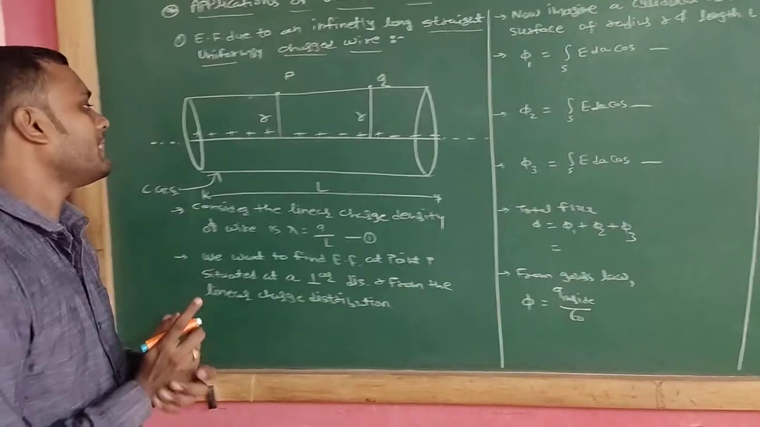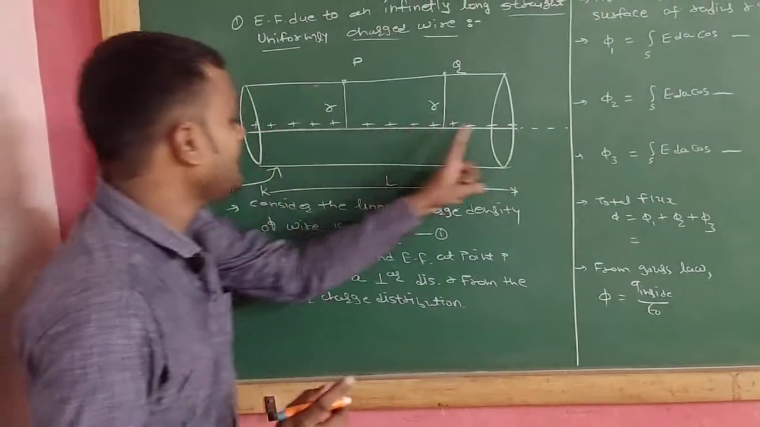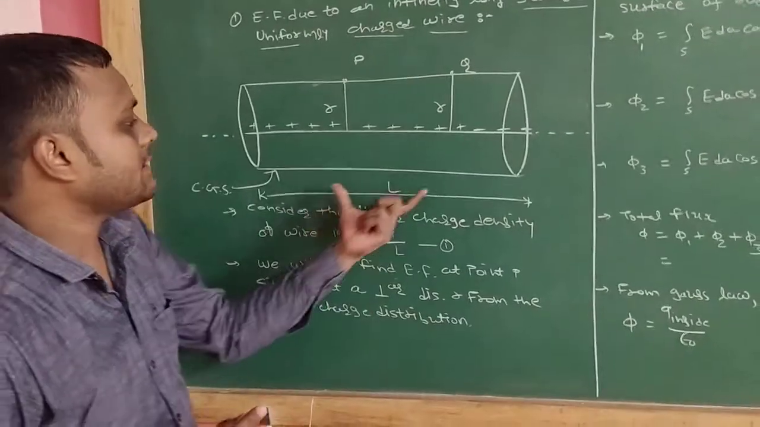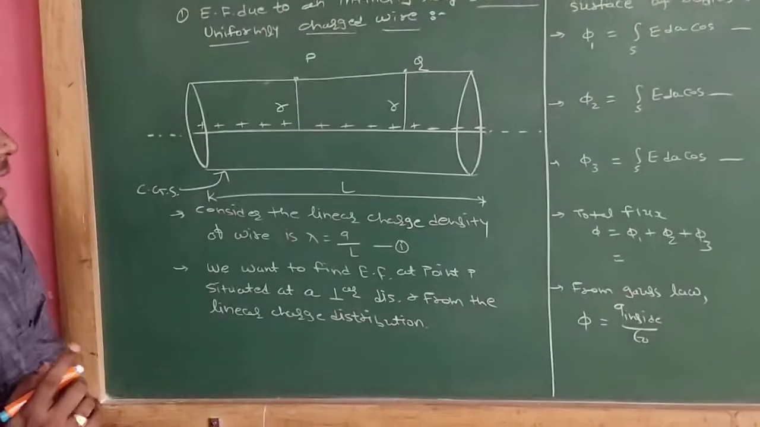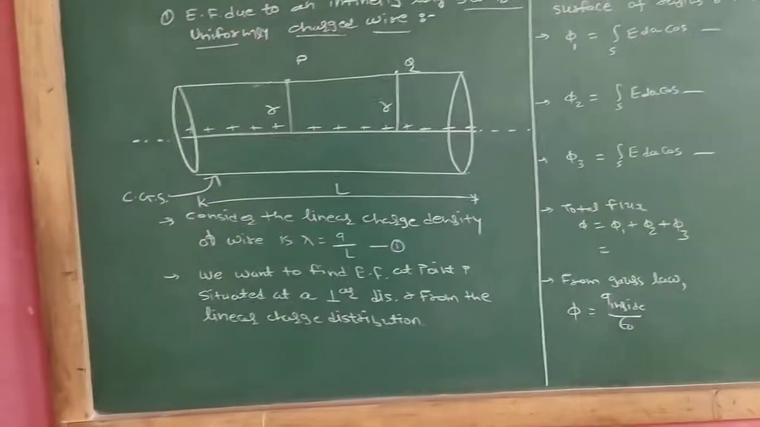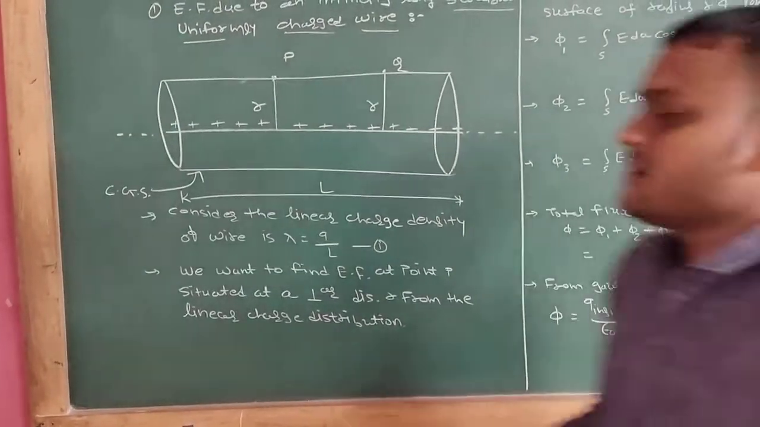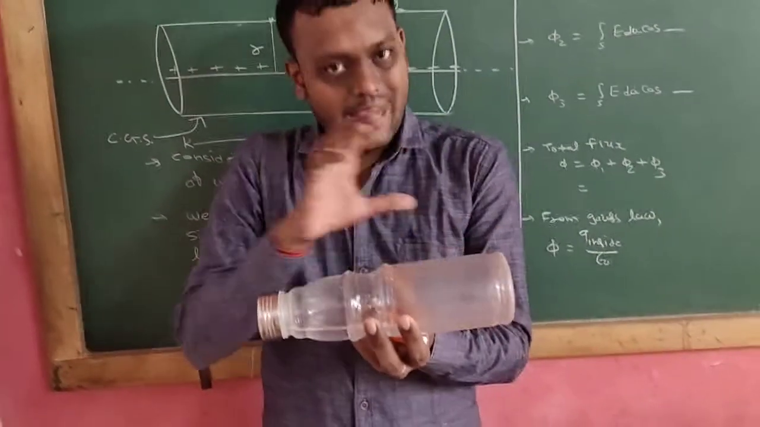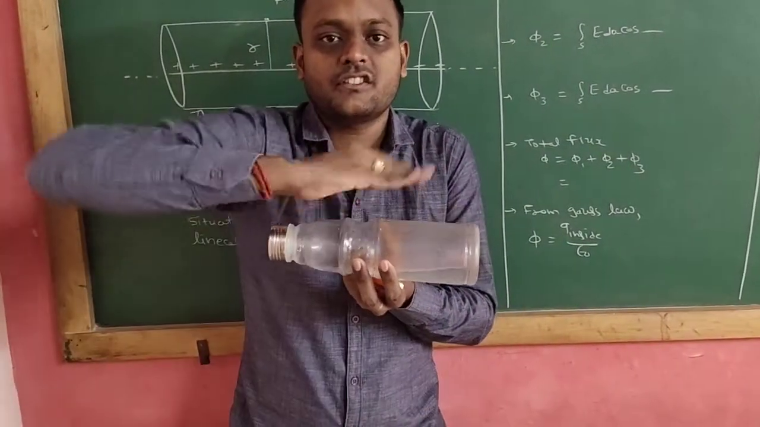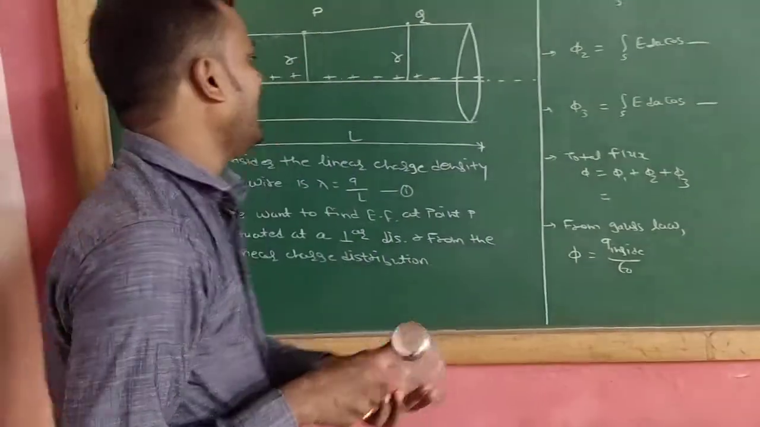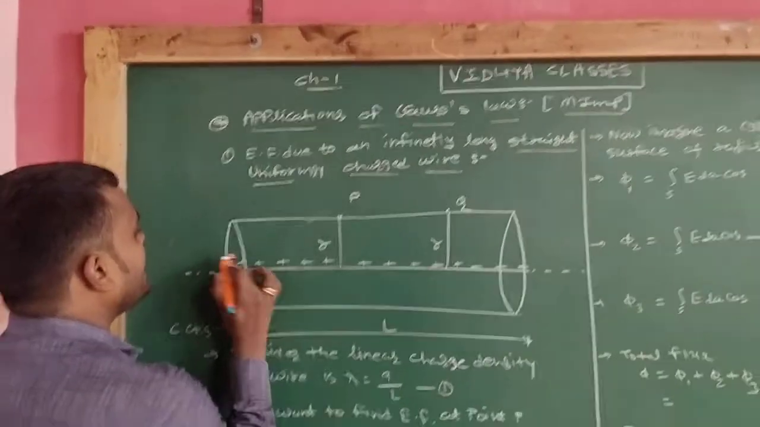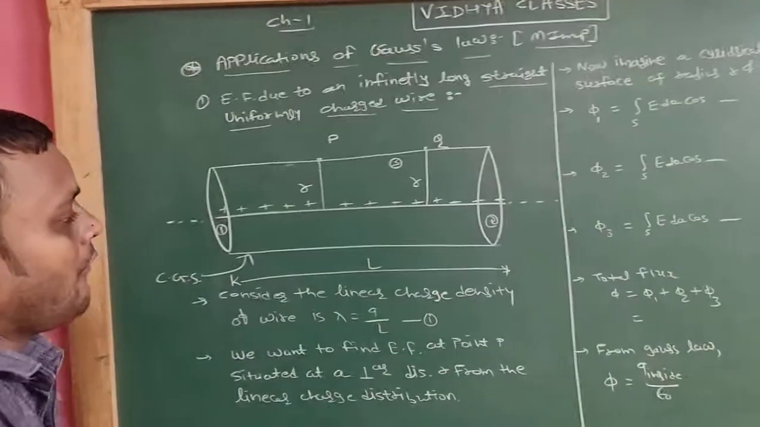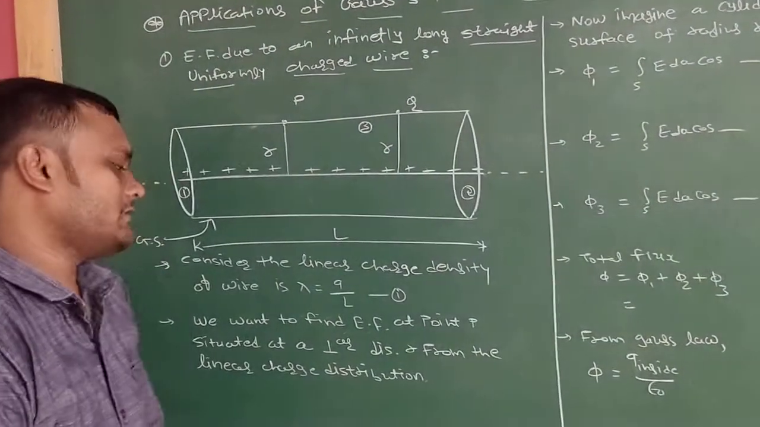So what is the linear charge density of this given wire? Linear charge density is lambda equal to charge per unit length, so Q upon L, where L is the length of the cylinder. Now if you look at this bottle, this is exactly the shape of a cylinder. Surfaces 1 and 2 are circular, and the third surface is a curved surface. So we mention these 3 surfaces in the given figure: surface 1, 2, and this one is 3. Now we have to calculate the flux for these 3 surfaces.